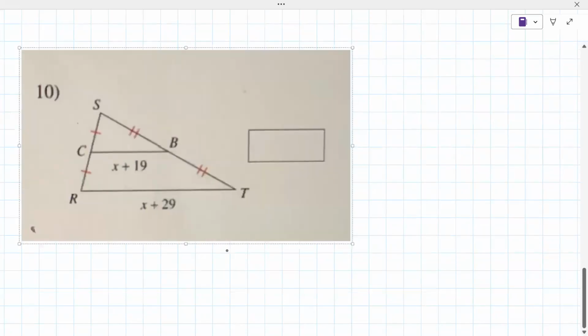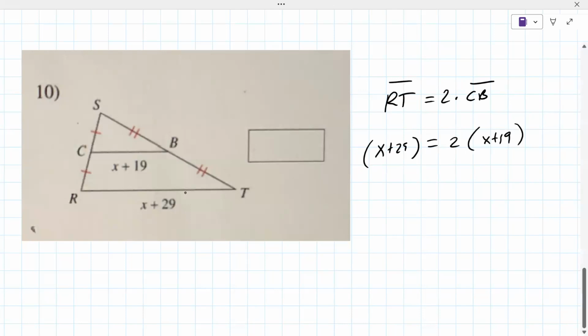All right, so number 10 here. Again, it's good to write the segment relationship. RT, the bigger one, equals 2 times the smaller one. I prefer that to the fraction, saying that CB is half of RT. It's usually better if you're doubling. So you're putting those in for RT and CB. Okay. Why don't you try to solve from here? What do you come up with for x, please?